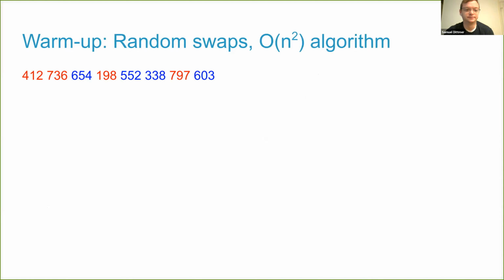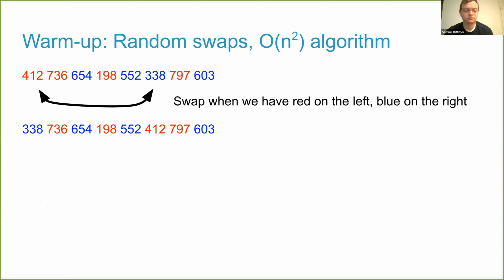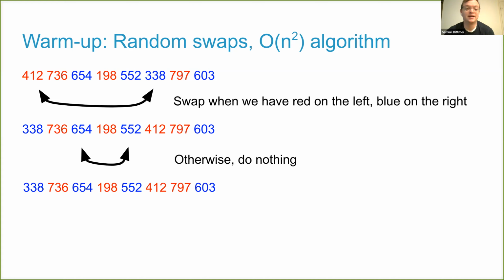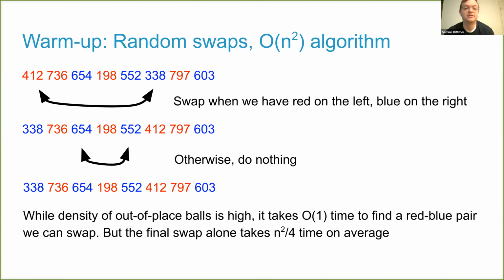So as a warm-up, the easiest way to do this is just to grab random things and swap them if they're out of place. So just grab something from the left and something from the right, and if it's red on the left and blue on the right, swap. If you get both blue or both red, or blue on the left and red on the right, you don't touch it. It's really easy to find a swap at first, and then as you get close to the end, it takes n squared over 4 tries even to find the last out of place swap, just working randomly. So it's big O of n to reduce the density of out of place balls to some constant, but n squared to finish.